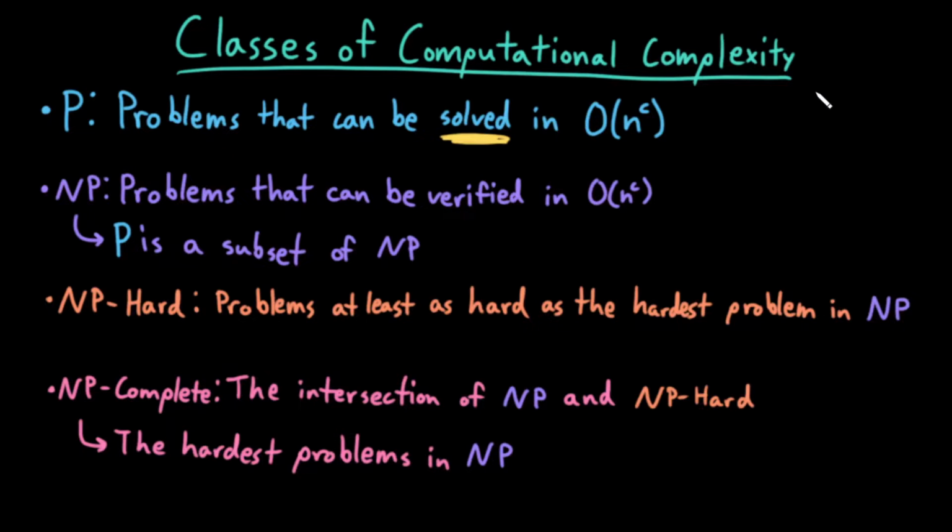This means that I'm guaranteed that there exists some algorithm that runs in polynomial time and will be guaranteed to give me the correct answer to the problem.